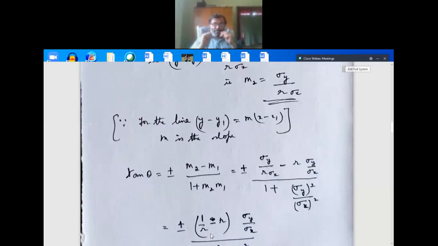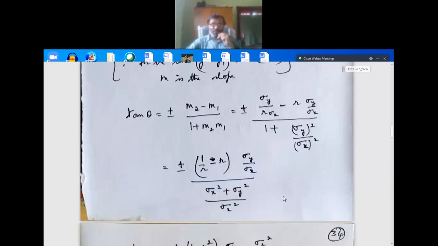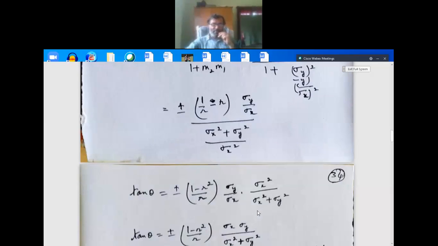Now we have to simplify this, the process of simplifying it. So it's a very important question. How we simplify it here is we take sigma y by sigma x common. You can see sigma y by sigma x is a common term. So remove it outside, plus or minus 1 by r minus r divided by, I take LCM in the denominator, sigma x squared is the LCM. You know all these basic things which you studied in your 12th standard or PUC. That is sigma x squared plus sigma y squared by taking LCM divided by sigma x squared.